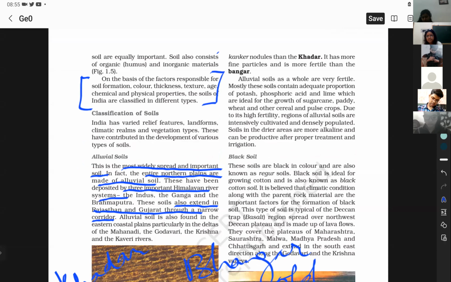Ma'am, black soil. No. Alluvial soil as a whole. This is the most widely spread and important soil.